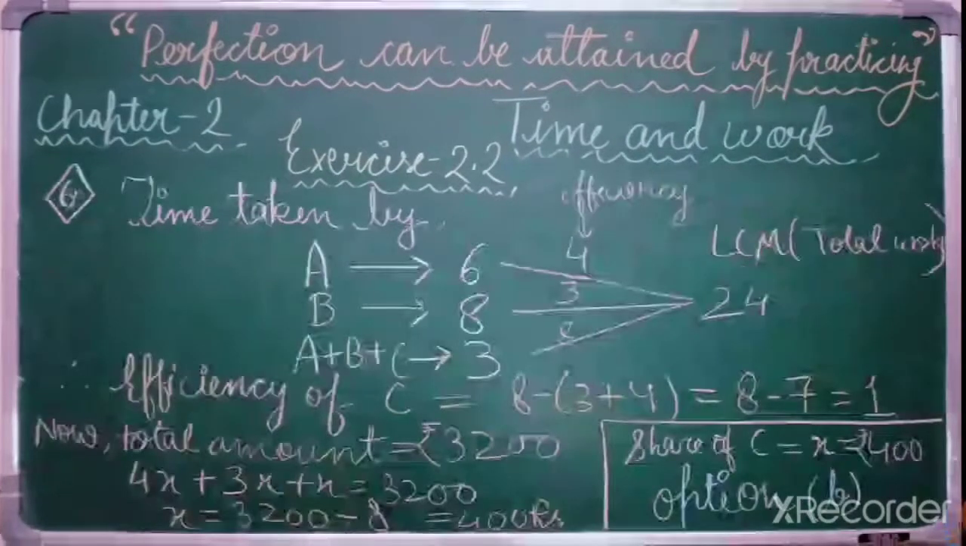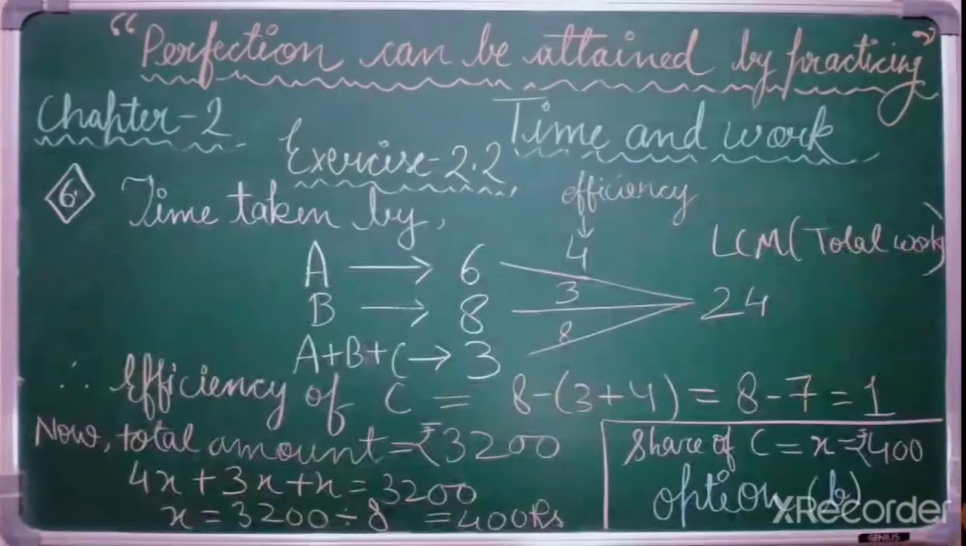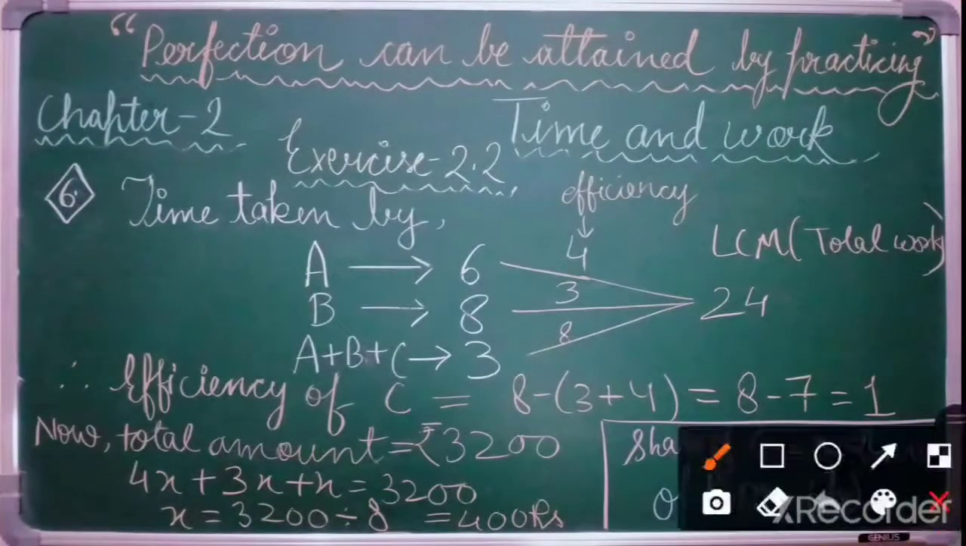Moving to question number 6. A alone can do a piece of work in 6 days and B alone in 8 days. A and B undertook it for rupees 3,200. With the help of C, they completed the work in 3 days. How much is to be paid to C? So actually, A and B took the work by themselves and decided to do it for rupees 3,200. A can do the work in 6 days, B can do it in 8 days, but when they are working with C, working together, they will take only 3 days.